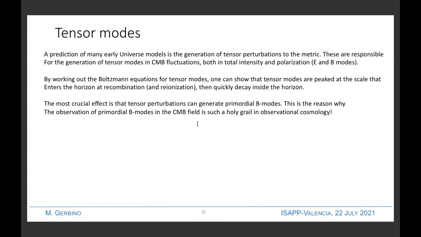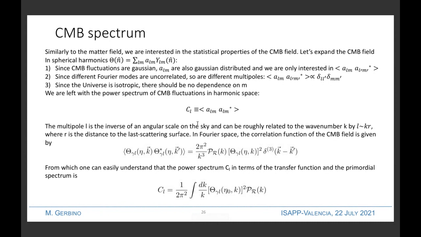So what are the statistical tools that we need to investigate all the physical properties of the CMB field that we have seen so far? The CMB fluctuations come from the usual initial fluctuations that are Gaussian distributed as well. And so we don't care about the individual perturbations, but instead we care about the statistical properties, and in particular we care about their variance or power spectrum.